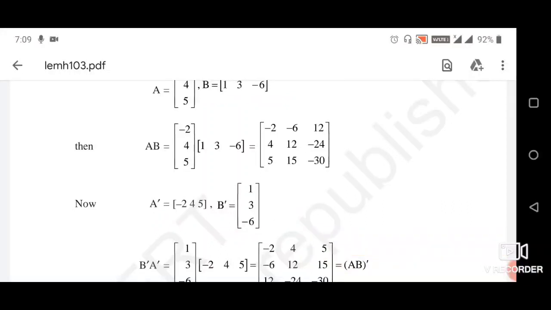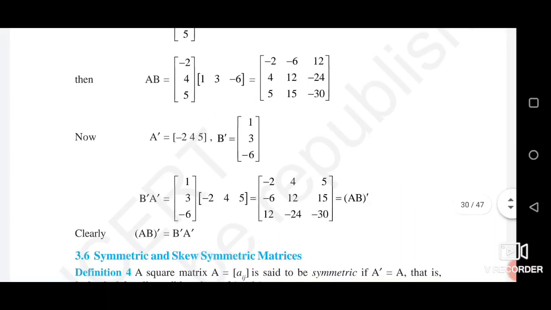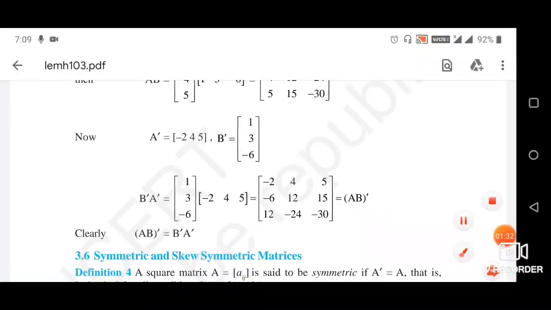After that, we have to multiply B transpose into A transpose. You know how to do the multiplication. So here is the multiplication. Now you see the matrix we have from B transpose A transpose is the same as (AB) whole transpose. So (AB) whole transpose is equal to B transpose into A transpose. So this is the solution of example 21.